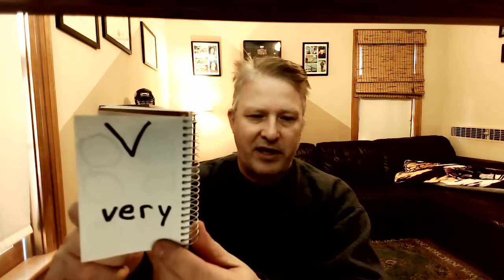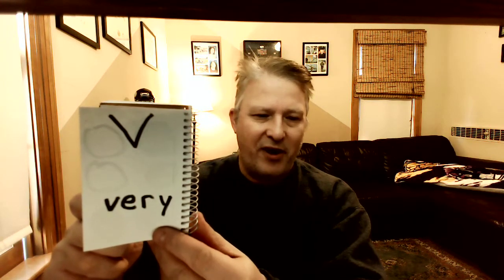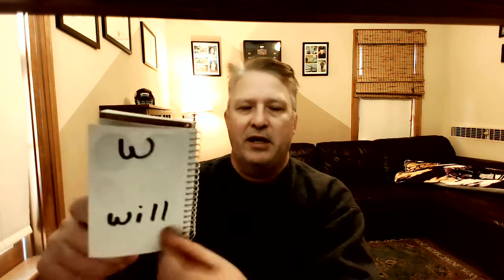Next letter we have is the letter V, which is dots 1, 2, 3, 6, and a V by itself is the word very, V-E-R-Y. Next, we have the letter W, which is dots 2, 4, 5, 6, and a W by itself means will, W-I-L-L.